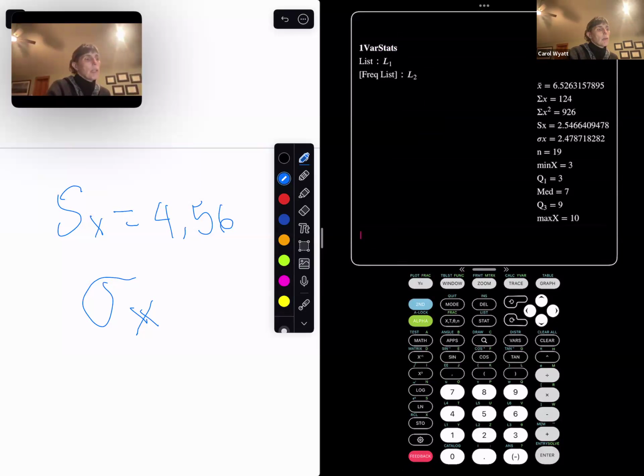So my mean is going to be 6.5, and if you look down here, my median is going to be 7. So I can type that into my answers. They want a couple of decimals in there, so I'll put 6.526, and my median is 7. Enter, and voila.